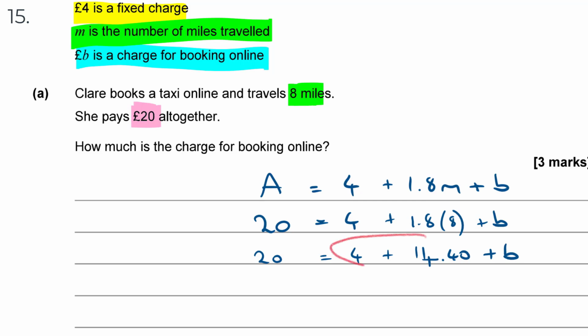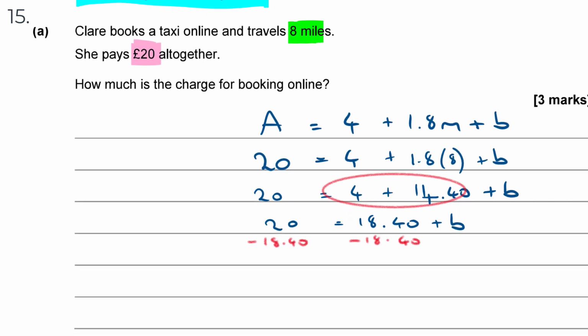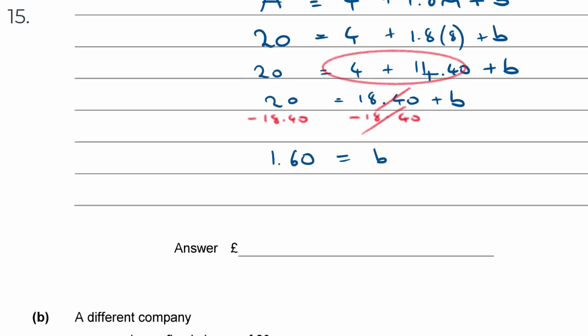Let's just add these bits together first. So 20 equals 4 plus 14 is 18, so that's £18.40, isn't it? Plus B. So now we can subtract £18.40 from both sides and see what we're left with. So 18.40 subtract 18.40 on the right, they're going to disappear, aren't they? Leave me just with the B on the right hand side. And 20 subtract £18.40 leaves me with £1.60. So that must be my booking fee, £1.60.